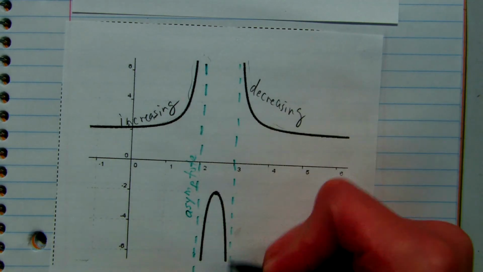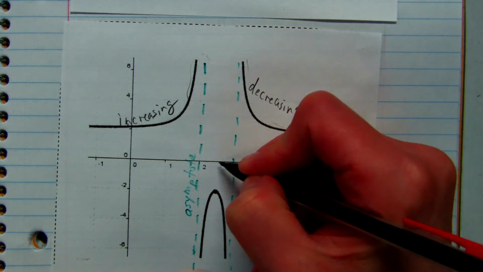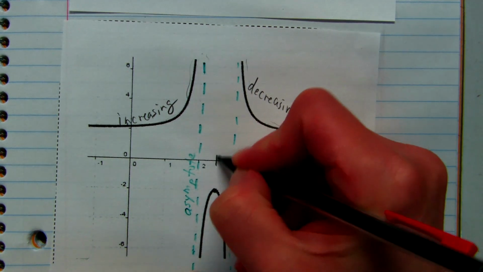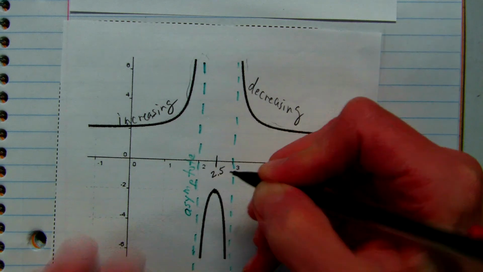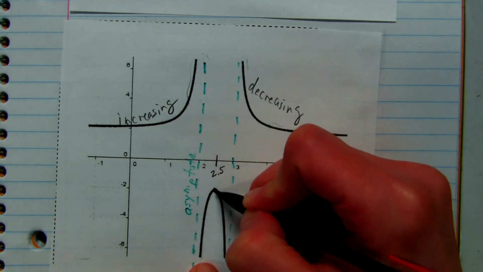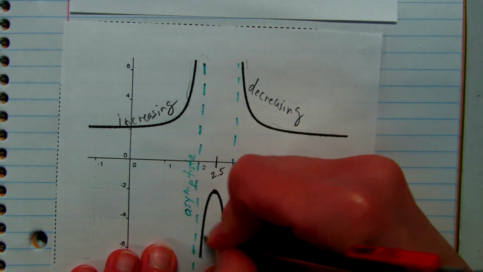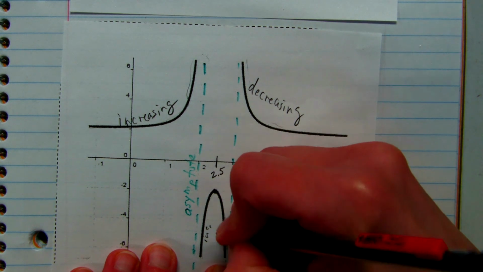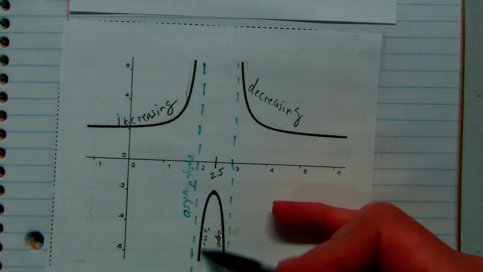This part here we actually have to break in half. So we are assuming, if they don't give us this point, that that's between 2 and 3 and that that's at 2.5. It goes up until you get to 2.5 and then comes back down. So this side is increasing. This side is decreasing. So you do have to break that up.